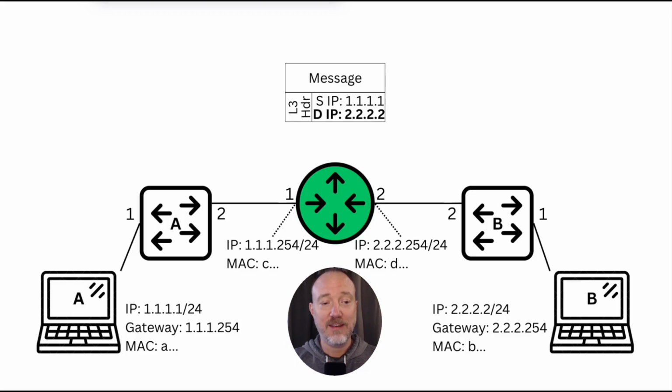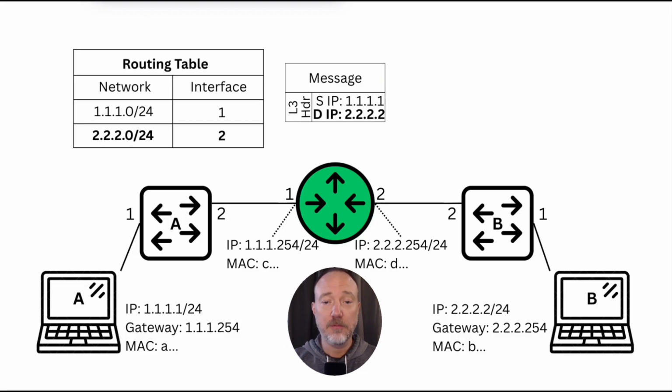And so once again, it has to consult another table. This table is called the routing table. So the routing table maps networks to interfaces, and it tells the router, in order to reach a specific network, send it out this specific interface. So this router has a routing table with two entries for this example.